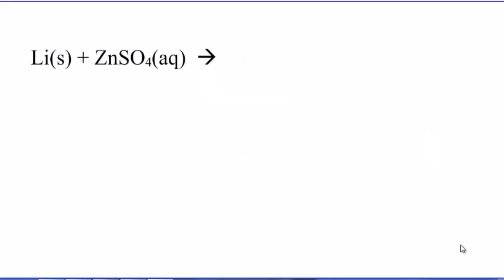Here is another single replacement reaction between the solid lithium and the aqueous solution zinc sulfate. What do you think is going to replace what here? The lithium will replace zinc because they're both metals. So lithium will take zinc's place. Zinc is now going to be by itself. I just write the symbol as Zn because it is a single atom. And we have a new ionic compound, lithium sulfate. Cross your charges.